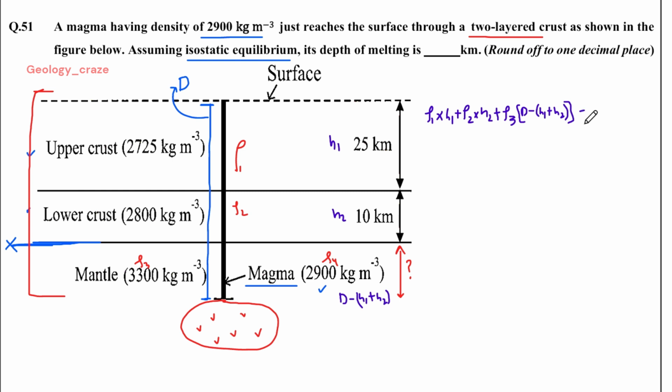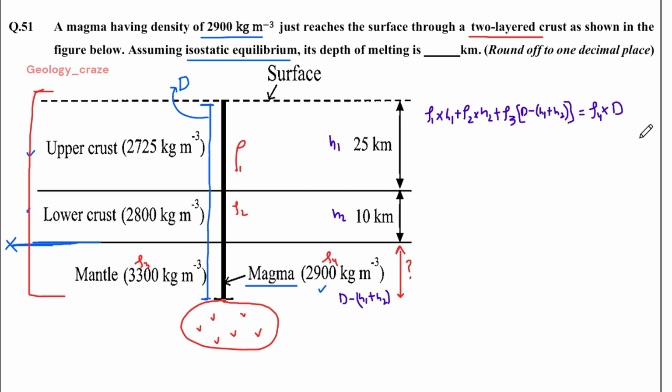For all three layers we have density and height, we will multiply and add all of them. Now we have to make equilibrium with this magma, because from this pressure we have to calculate. Suppose where magma is generated, we will consider it as the equilibrium point. So on this side, magma density into height, where the height is d, and we have to calculate at what depth it is.